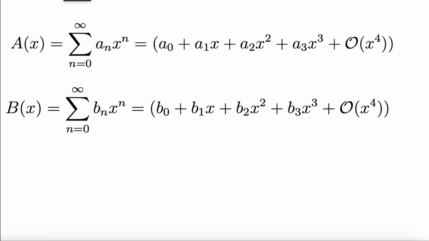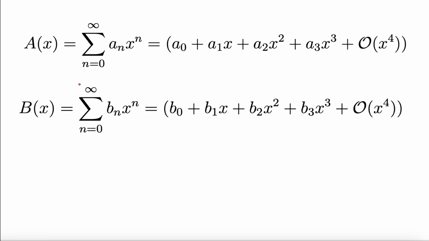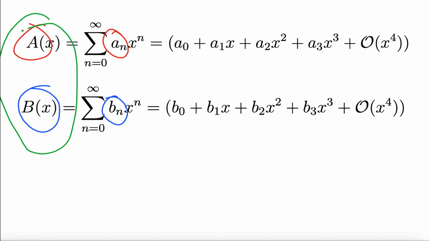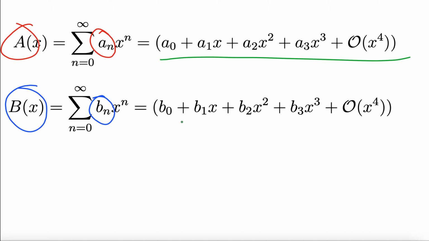So, how are we going to do this? Let's start with two sequences, a sub n and b sub n. And they're encoded by the generating functions a of x and b of x respectively. And again, this would be the theoretical closed form that I highlighted in green on the left. This is the generating function form. And then the long form on the right side is over here.